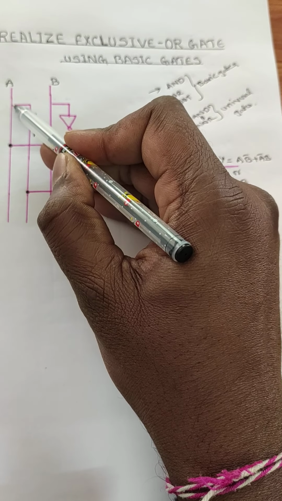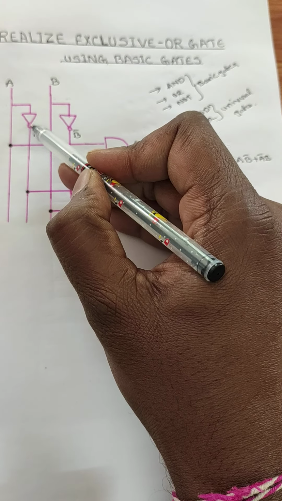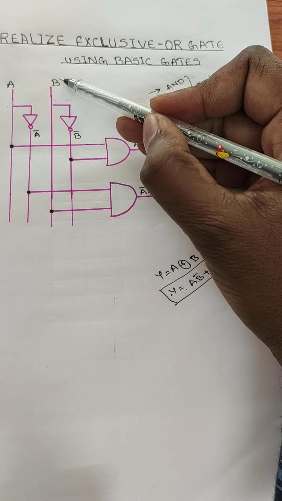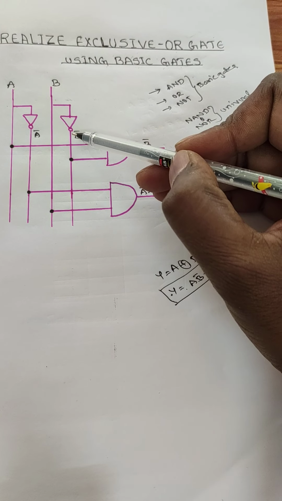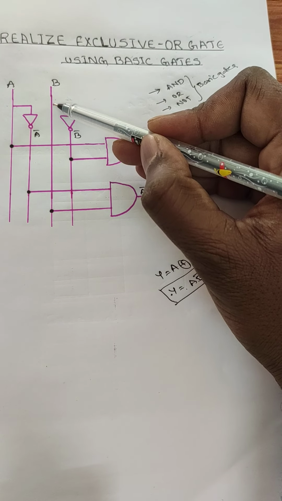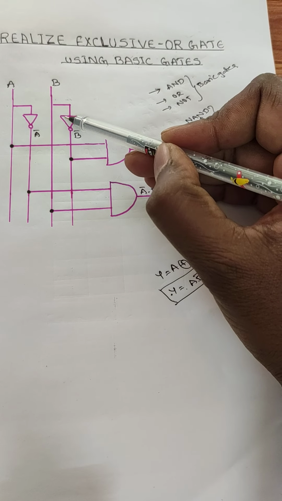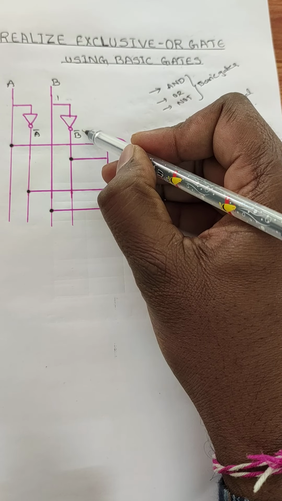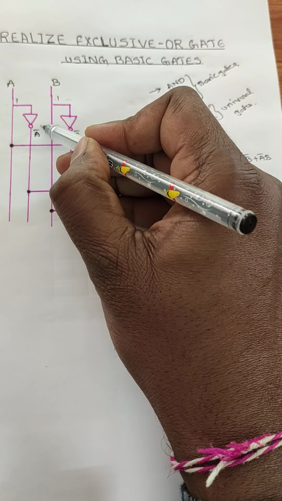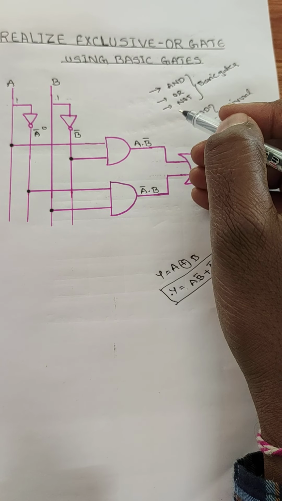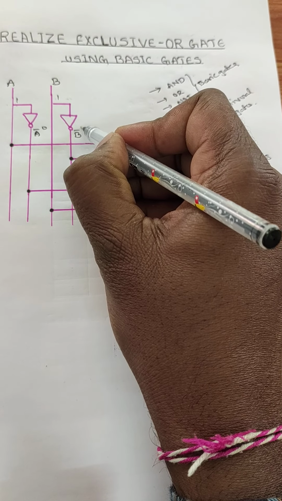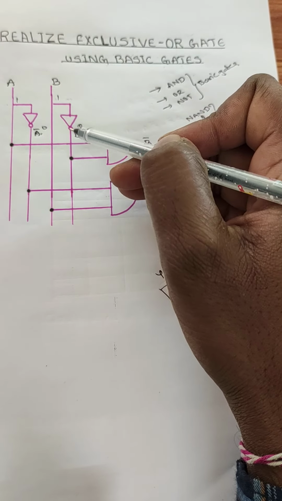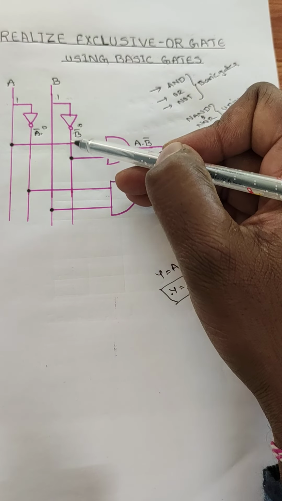So A is an input, and when it comes through the NOT gate, it will be A bar. And this is the B input. As we need B bar, we use a NOT gate. If A is 1, then A bar will be 0, which is complemented. If B is 1, then B bar will be 0, complemented. So we have A bar, B, B bar. These are the A bar line and B bar line.